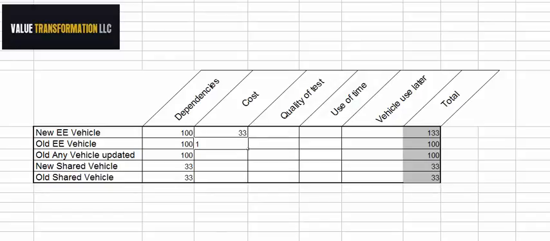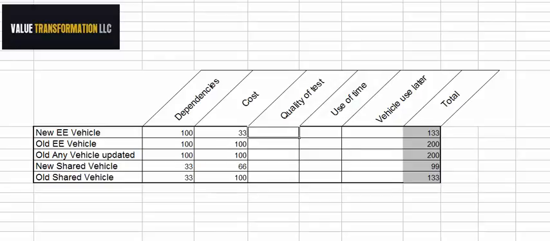But an old EE vehicle perhaps does. Minor, just a cost of updating it, and the vehicle's already depreciated. Old any vehicle updated. Same deal. It's depreciated to some degree, so we don't have to worry about that. New shared vehicle. Well, with shared vehicle cost, now we're sharing the cost of the vehicle, which is probably not the same as a new vehicle straight up cost, but it's going to be more than nothing, or than the already depreciated vehicle cost. And an old shared vehicle. Well, that's an old shared vehicle update. Let's say that's 100 points. And that is because it's an old vehicle that's depreciated and we're sharing it. So any cost to update it would be spread amongst the groups that are using the vehicle.